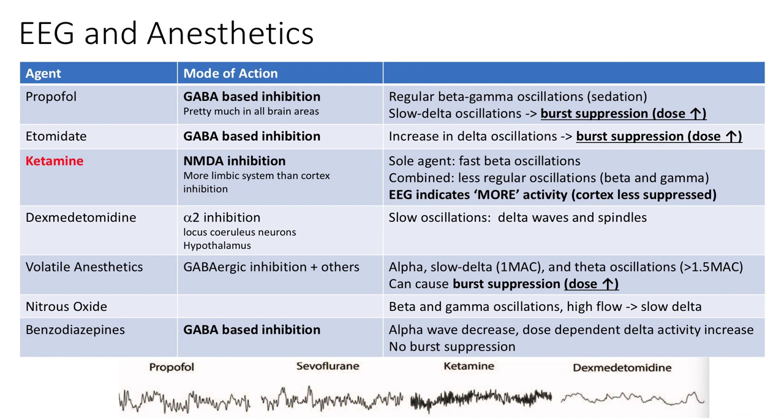Dexmedetomidine is an alpha-2 agonist, also working here more in the subcortical structures. Slow oscillations, delta waves, and spindles are the EEG pattern associated with dexmedetomidine.